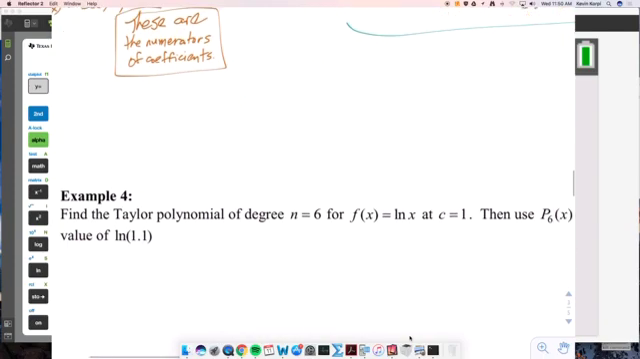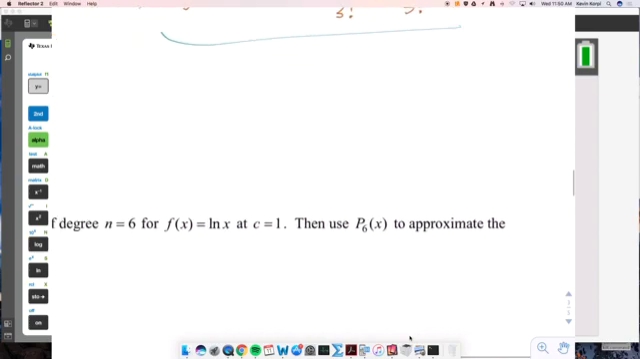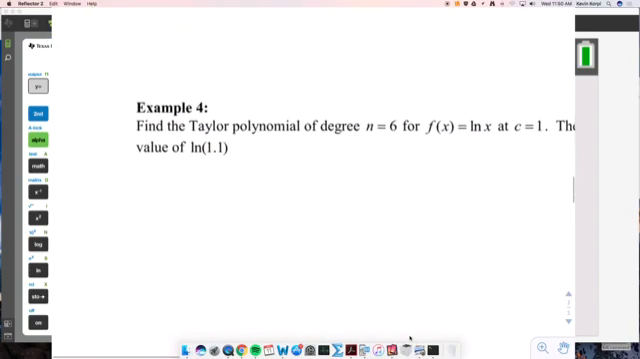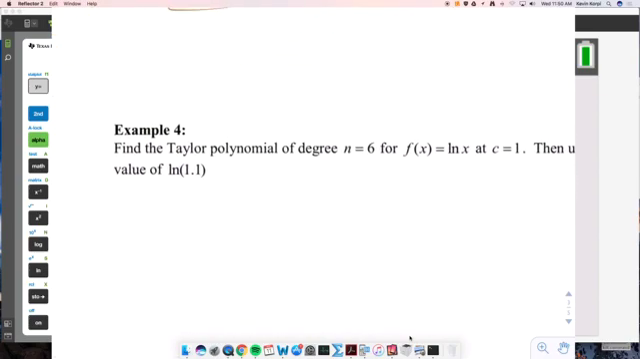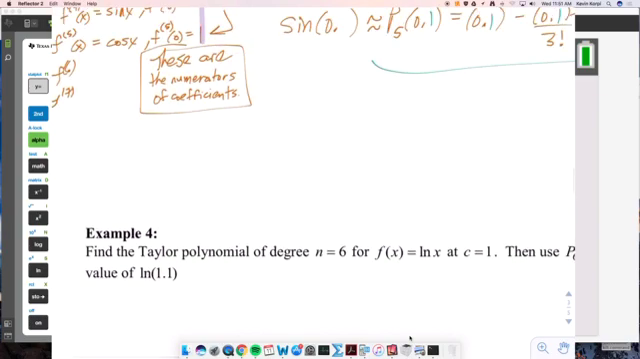Now it says find the Taylor polynomial of degree 6 for natural log at 1, and then use it to approximate the natural log of 1.1. Let me stop there before we get going, because maybe we don't have time for this. We're in here for 5 more minutes. I'll show you one more thing.